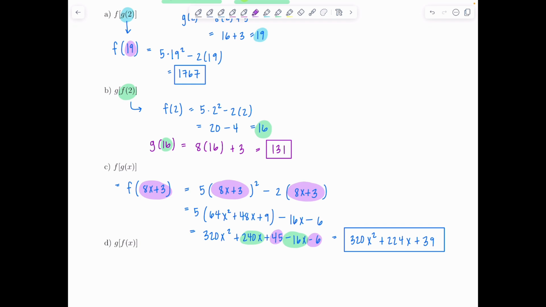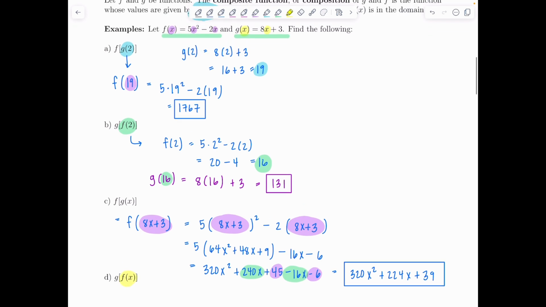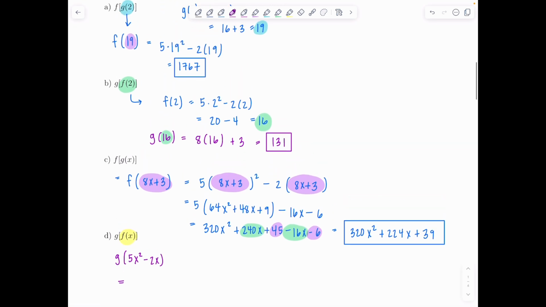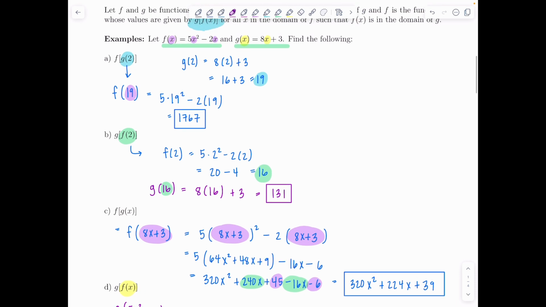One more, let's try g composed with f of x, other order. So this time, instead of f of x, we're starting on the very inside. I'm going to replace it with 5x squared minus 2x. So we have now g of 5x squared minus 2x. And then you're going to go to g of x. Where is it? 8x plus 3.